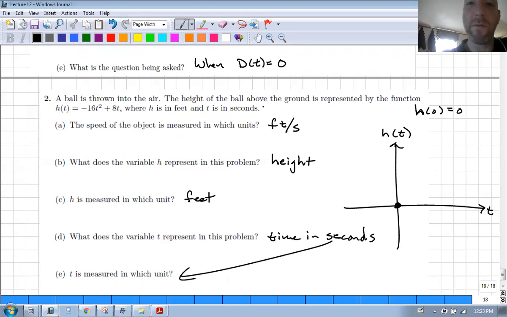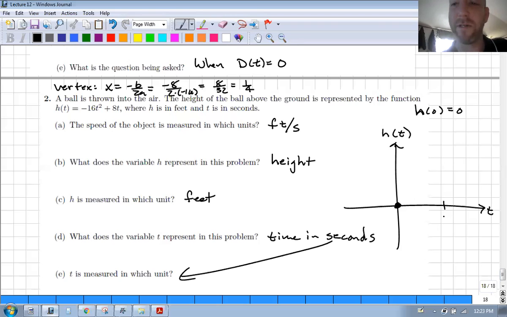The height of the ball above the ground. A is negative, so it opens downward. Let's find our vertex here. Vertex. X is negative b over 2a. So that's a negative 8 over 2 times a negative 16. So that's 8 over 32. That's about 1/4.